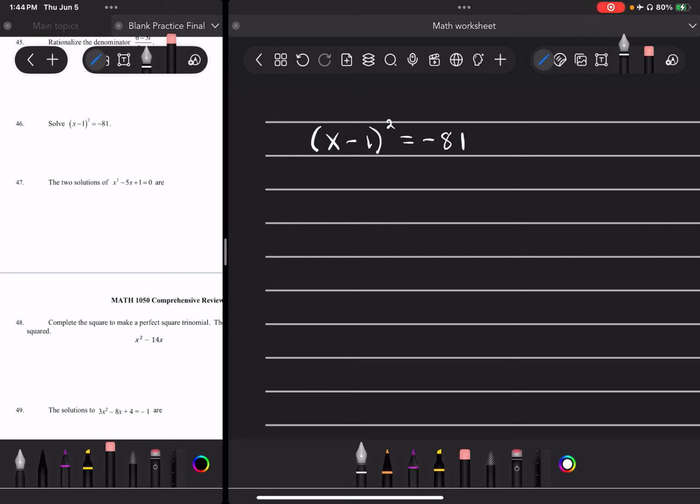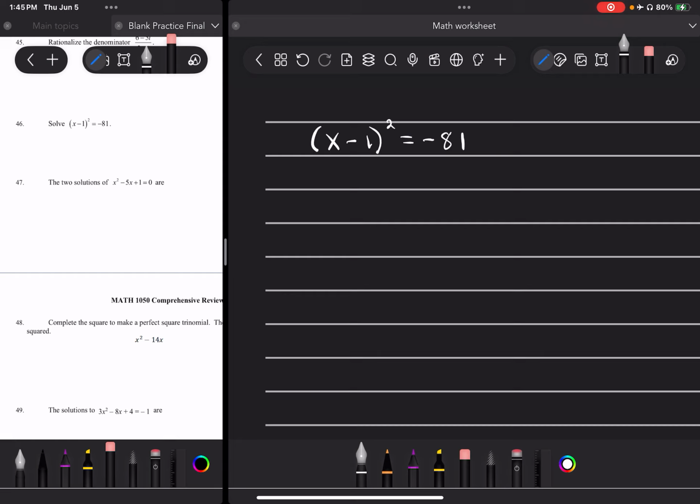All right, this is question 46 for the practice final. We have a binomial on the left that is being squared, and we have a negative 81 on the right. Now, we can already tell that this is not going to work as a real number, because if you take anything squared, you cannot come up with a negative. So this is going to be an imaginary solution, which is fine.